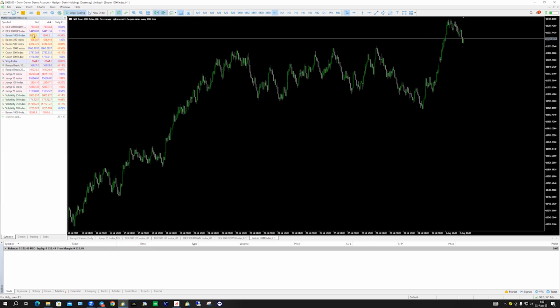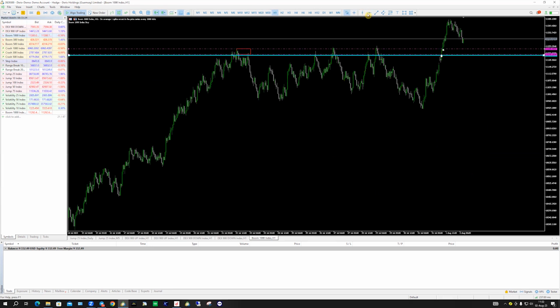I'm looking for something that will give us, yeah, let's draw like this area. This is for Boom 1000 Up. This area was once a resistance. You can see how many times it was tested, and then the market broke to this area.